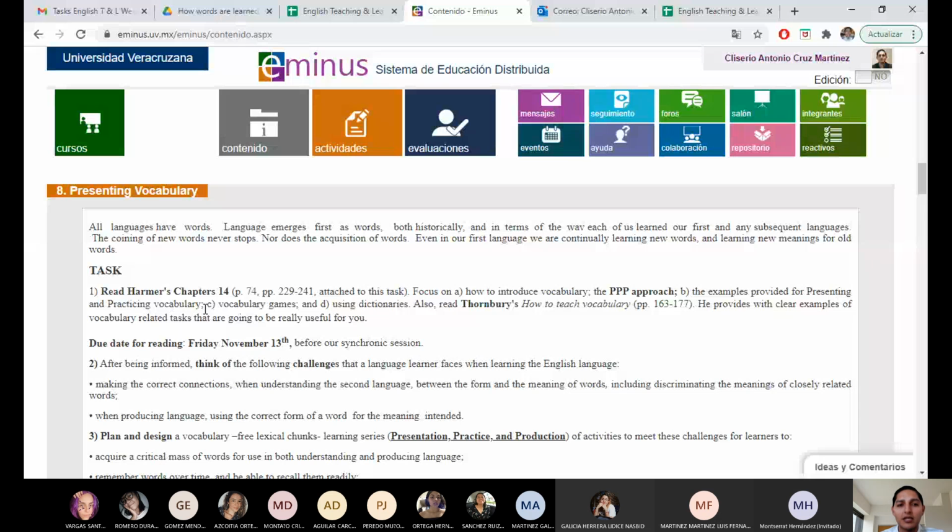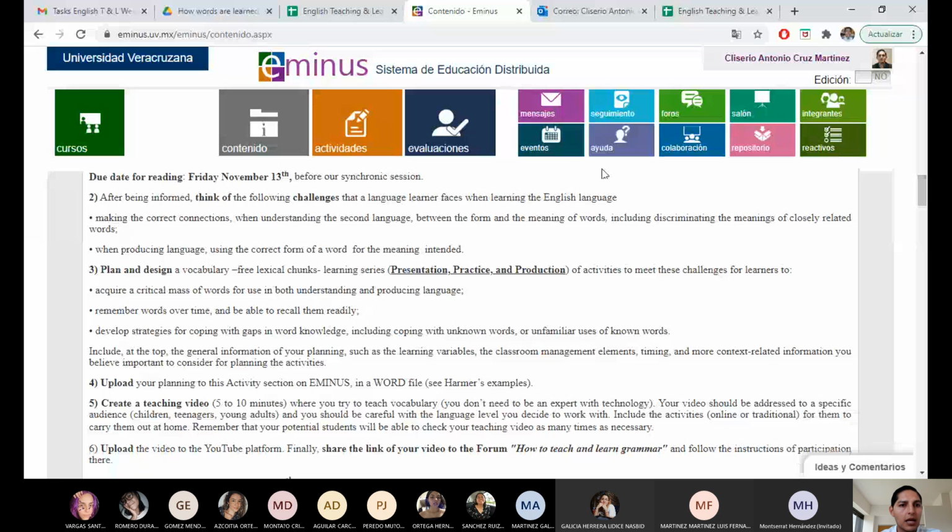You have a lot of lesson plans there for you to check. Plenty of examples for vocabulary games, using dictionaries for your activities, for your tasks. And then read Thornbury's How to Teach Vocabulary book from page 163 to page 177. He gives clear examples of tasks that might be useful for you to take into account, okay, for your task.